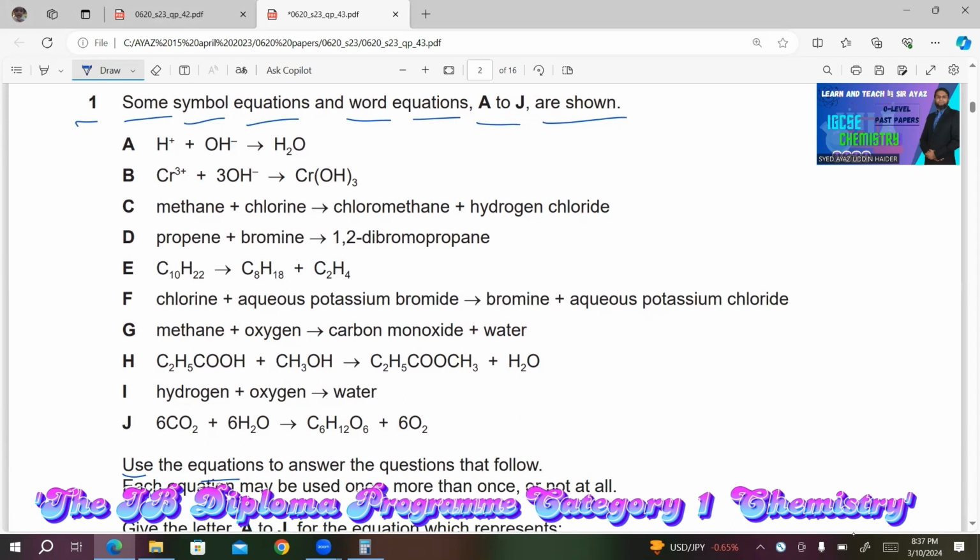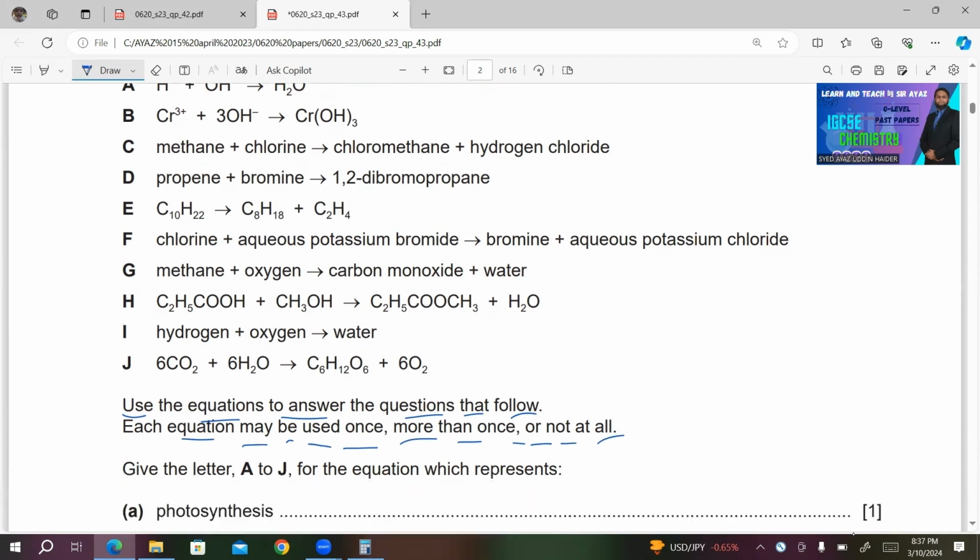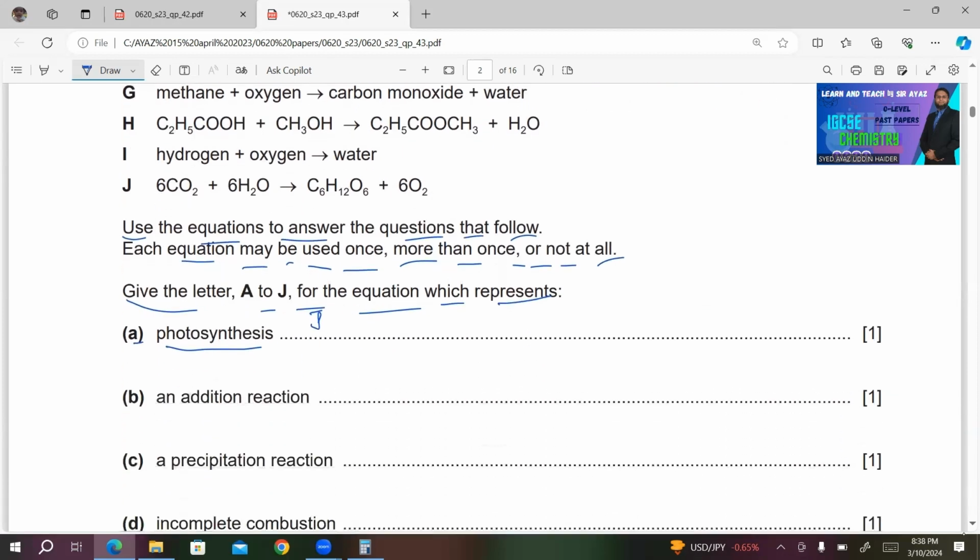Use the equations to answer the questions that follow. Each question may be used once, more than once, or not at all. Give the letter A to J for the equation which represents A, photosynthesis. I have just mentioned that J is a reaction for photosynthesis. This is the reaction between carbon dioxide and water to produce glucose and liberate oxygen. So J will be the right answer for A.